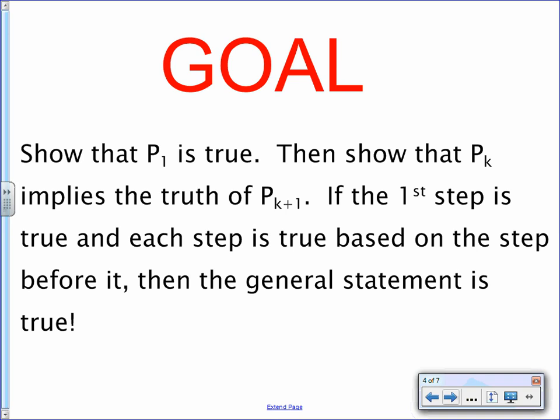Now, today what we are going to focus on is just what P of k looks like versus P of k plus 1. Tomorrow we'll go through the entire proof process, but for right now, if you have P of k, what would P of k plus 1 look like? Because that's going to be your goal for tomorrow. When we actually prove this, we need to get from k to k plus 1, so we need an end goal in sight. Questions so far?